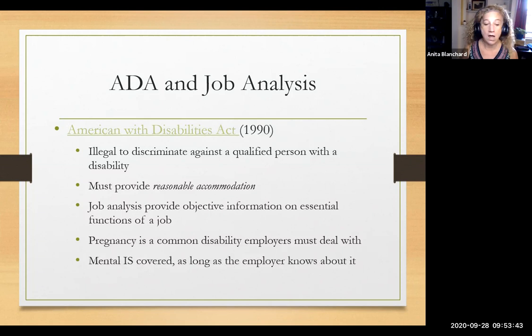Anyway, people do ask: mental disabilities and mental health are covered as long as the employer knows about it. Some employees choose not to share that information, but it is covered if it's shared. All right, any questions on that? Because you might have some questions.